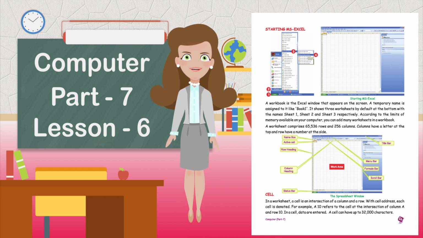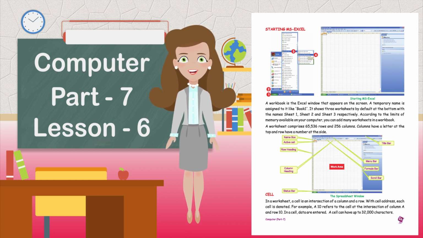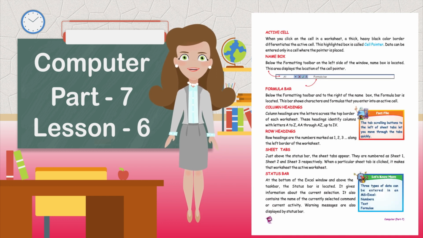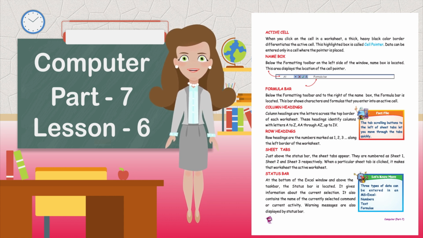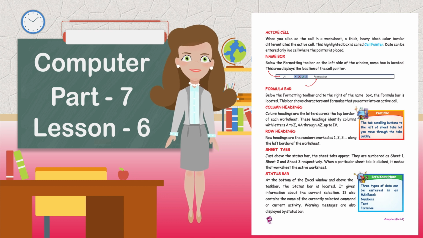In a cell, data is entered. A cell can have up to 32,000 characters. Active cell. When you click on a cell in a worksheet, a thick heavy black border differentiates the active cell. This highlighted box is called the cell pointer. Data can be entered only in a cell where the pointer is placed.